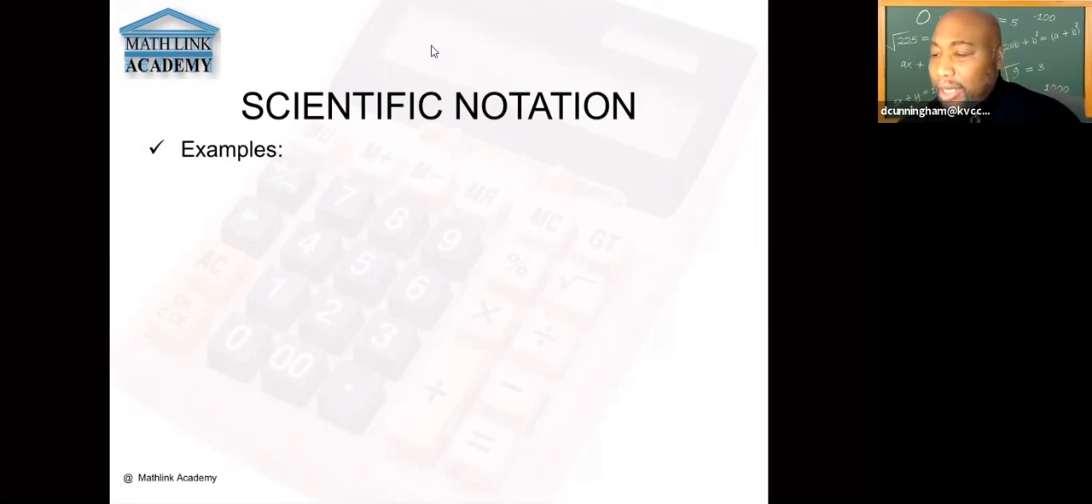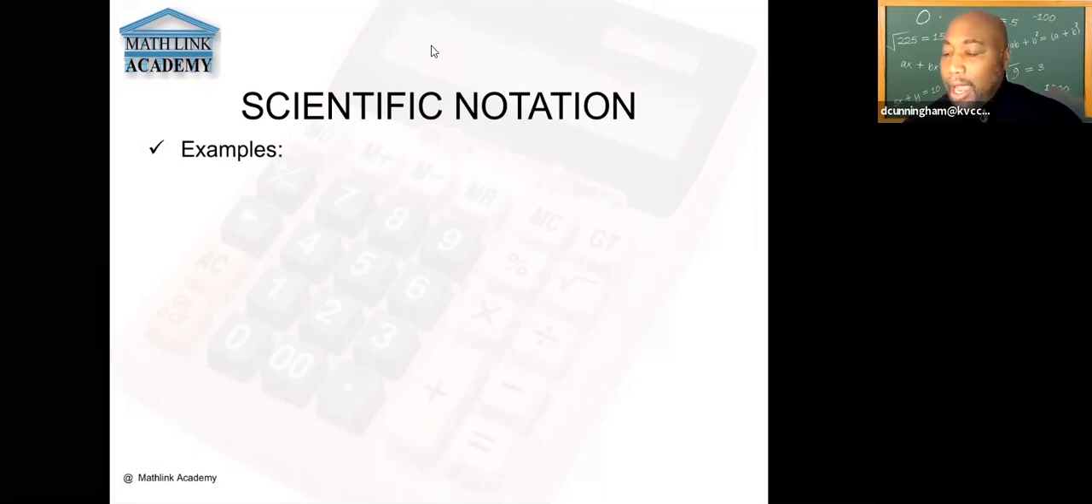Let's do that again with another one. 0.4897. Let's convert that to scientific notation. Again, my decimal's here, so I have to move it to the right 1 over. So this is equal to 4.897. That's a number between 1 and 10, 4.897 times 10 to the what? Right, to the -1.